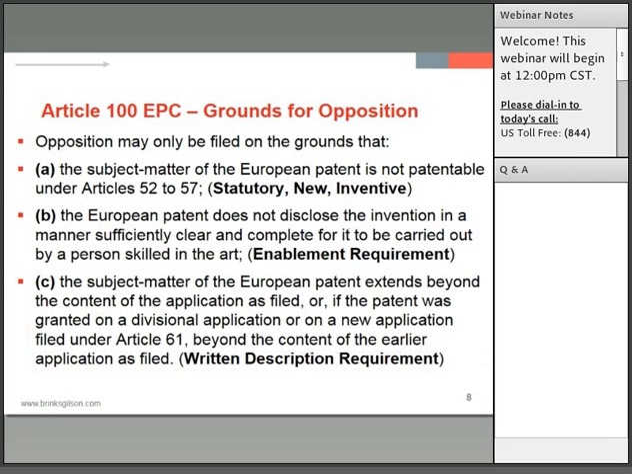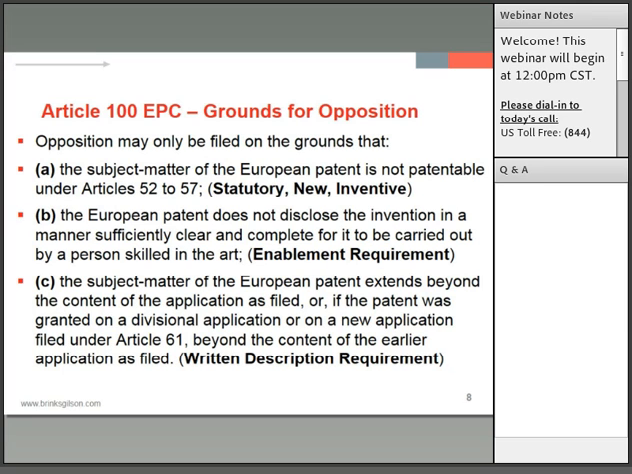So here, this is Article 100 of the European Patent Convention, which lists the grounds on which an opposition can be based. One is the patentable subject matter. That deals with the statutory exclusions, and that will not be the topic of today's presentation. B deals with the enablement requirement, that the disclosure has to be complete for it to be carried out by a person skilled in the art.